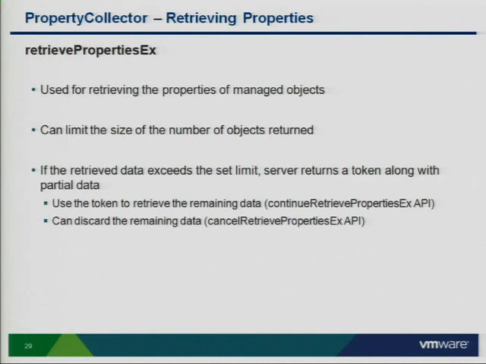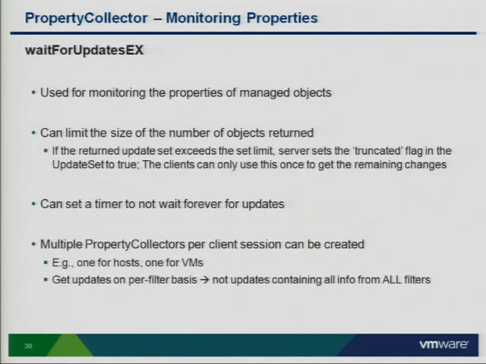And when it returns that, if it has more data, it's going to give you some token. You use that token to get the next page, or let's say, you know what, I'm fine with the first page, you can trash the rest of the stuff using the cancel wait for updates and cancel retrieve properties APIs. Wait for updates, you can set the same thing.